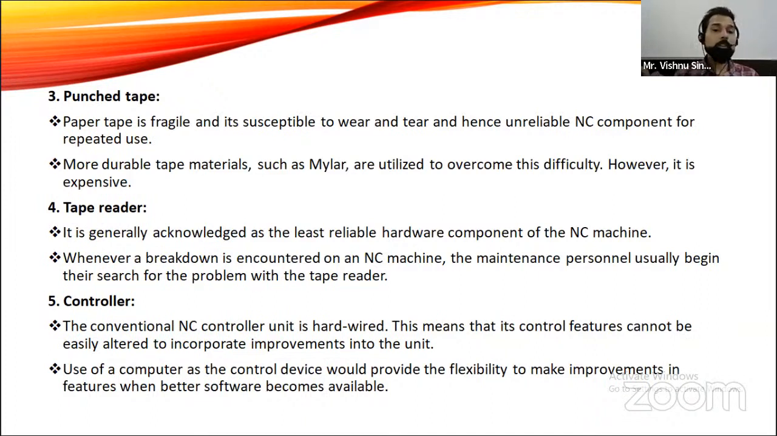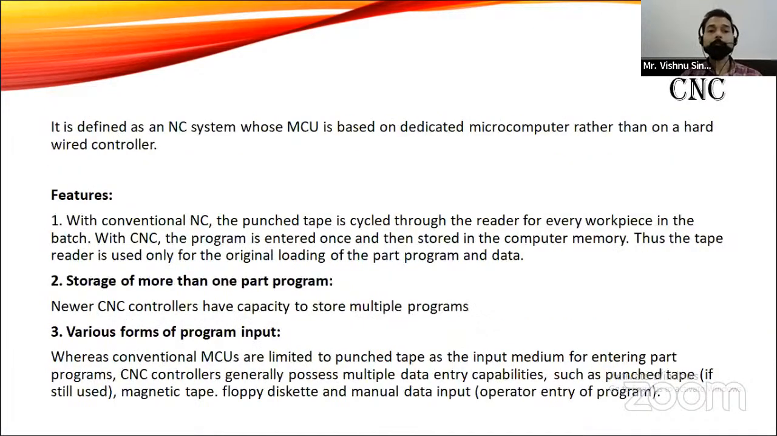Then another disadvantage is the tape reader. The tape reader is the most unreliable component of the NC machine. Whenever any fault occurred in an NC machine, the first thing the repair and maintenance personnel used to check was the tape reader, because it was the most unreliable component. Then another disadvantage was the controller, as it was just a hard-wired controller. We did not have any possibility of adding to or modifying it.